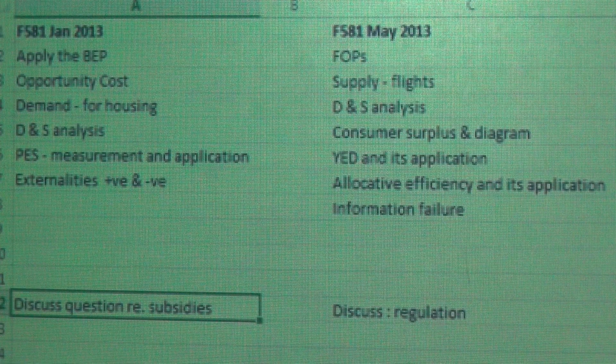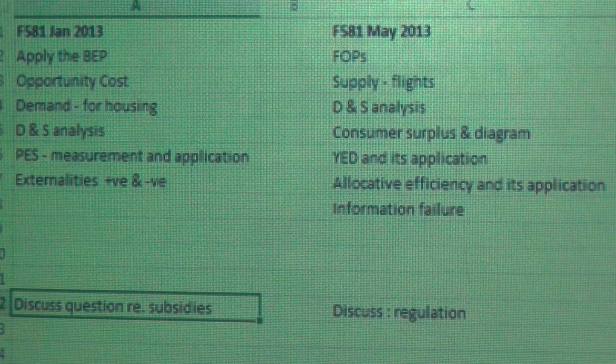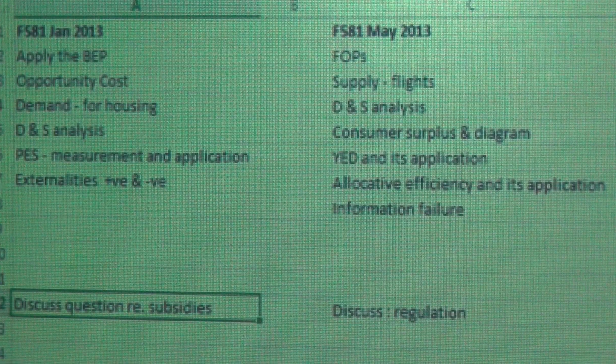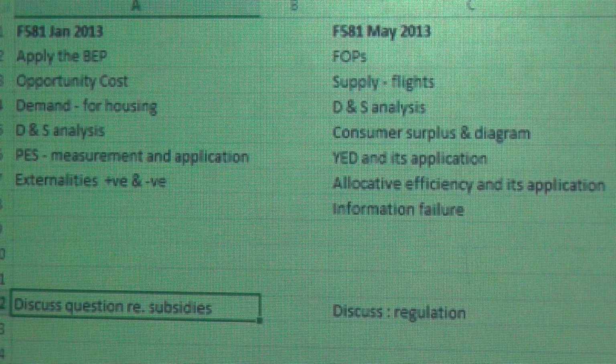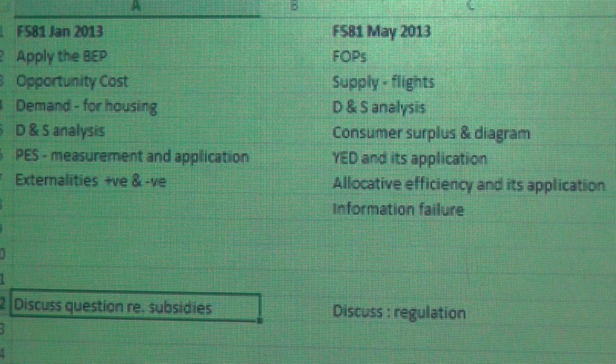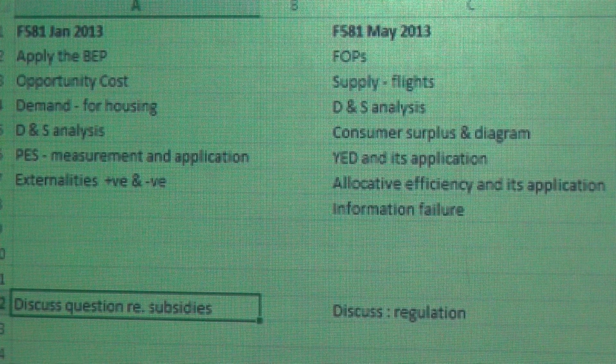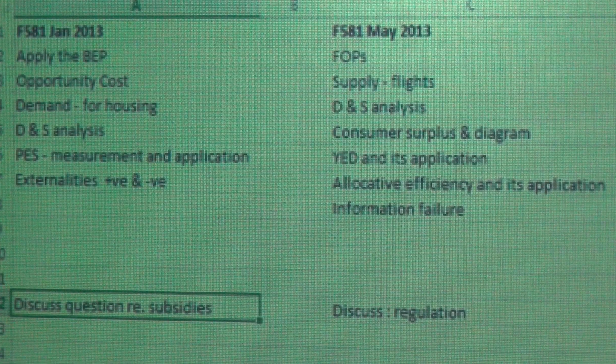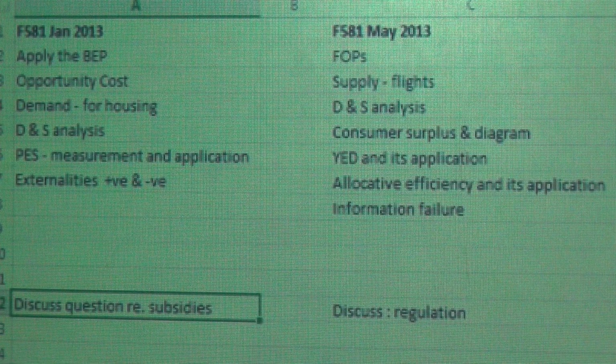Then we had some questions on opportunity cost to define and give examples of. Next question was with regard to the various factors which influence levels of demand in the economy, and the particular application on this paper was on the demand for housing.